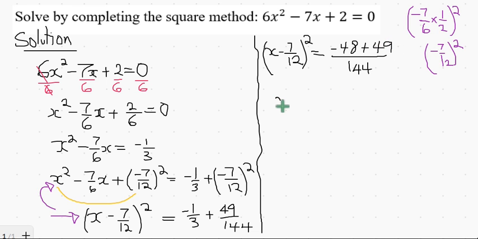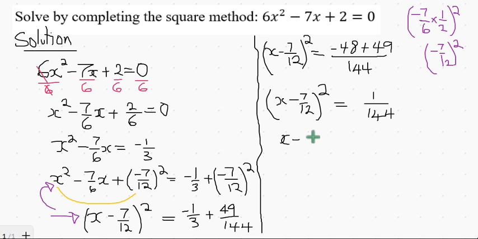So here is going to be x minus 7 over 12, sorry, not plus please, x minus 7 over 12 all to the power of 2 equal to 1 over 144, because negative 48 plus 49 is plus 1. So next step is to apply square root to both sides. So let's apply square root to both sides.